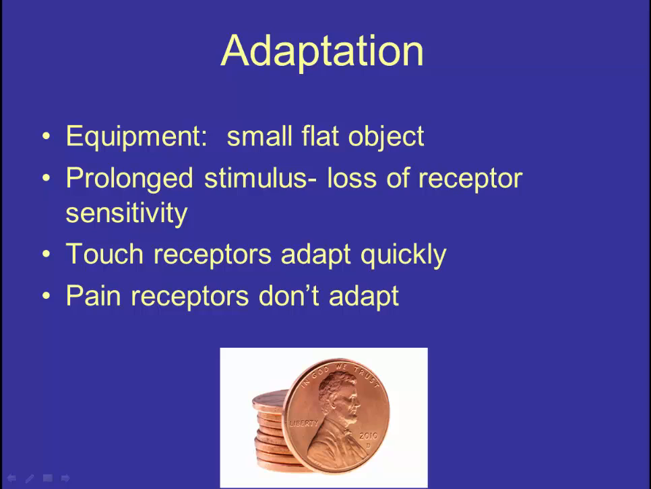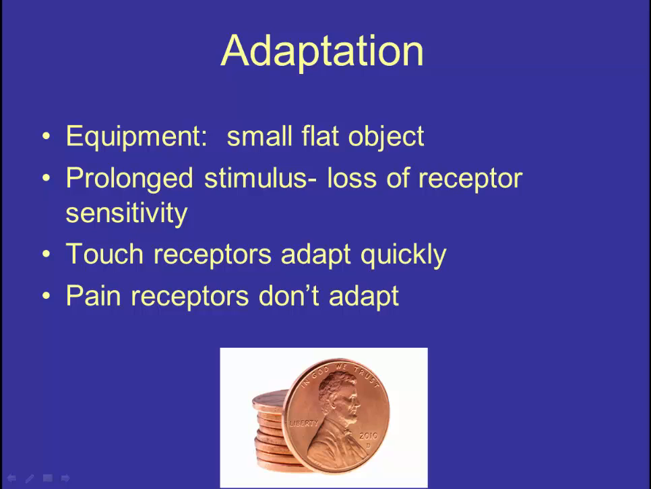Adaptation is where your receptor gets used to a stimulus and quits sending signals to the central nervous system about changes. Receptors send signals when there is a change in the environment. But as that change stays steady and it's no longer fluctuating, then they reduce the number of signals that are being sent to the brain.